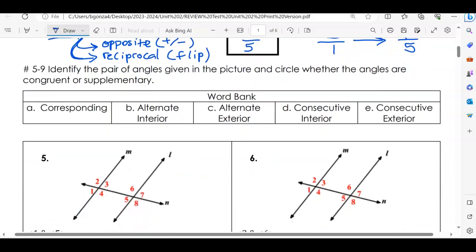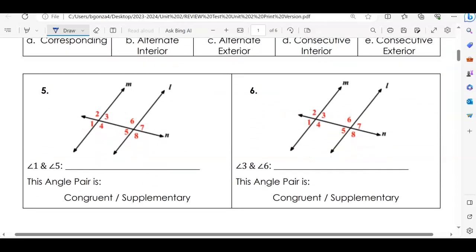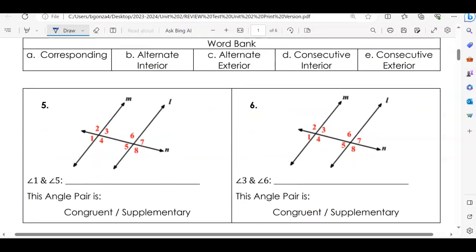All right, 5 through 9. All right, so we have our vocab here, our word banks at the top. We want to know what is angle 1 and angle 5. Now notice they're on the same side of this transversal, but one is out and one is in. So that's the weird one. When it's on the same side, one in, one out, okay, we call that corresponding.